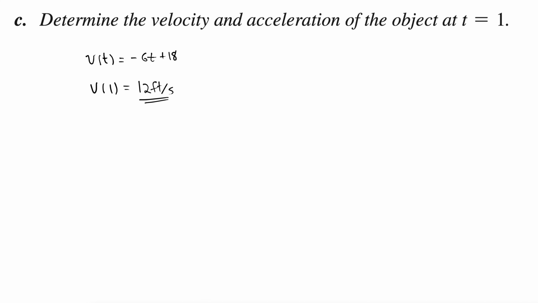Now acceleration is a different story here. To get the acceleration as a function of time, we're going to take dv/dt. Well, the velocity is negative 6t plus 18, so the derivative of that is simply negative 6. So this tells us that the acceleration is a constant negative 6. So then a of 1 is still negative 6. And we should add some units here. Units of acceleration are always distance per time squared, so this will be feet per second squared. So there's our acceleration at 1 second.